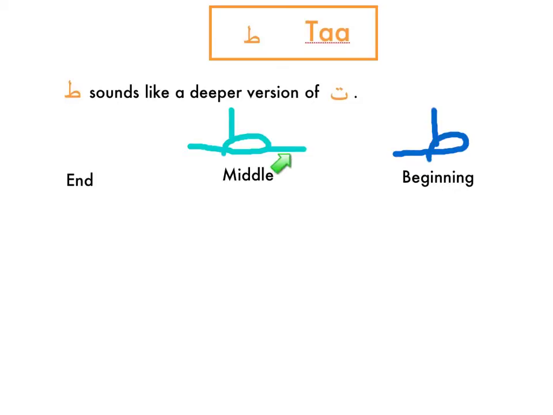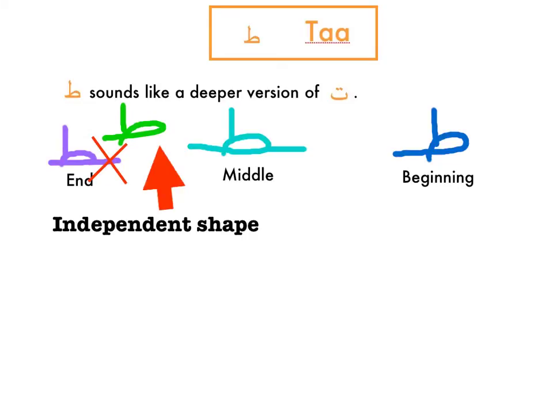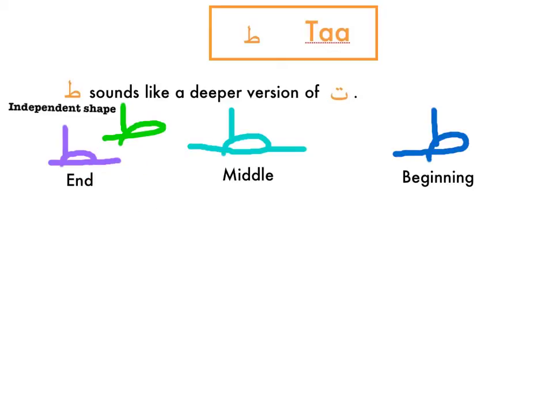It connects on both sides with these two lines. At the end, we write it like this. It connects to the previous letter with this line. The independent shape is like the final shape, just without this line. The independent shape only comes at the end.